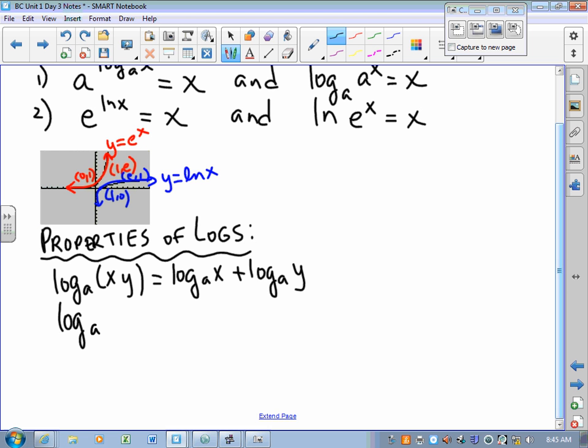Similarly, the log of a quotient is the difference of the logs. And those statements work both ways. If you have a difference of logs, that's the same as the log of a quotient.